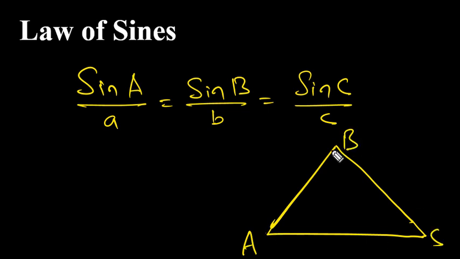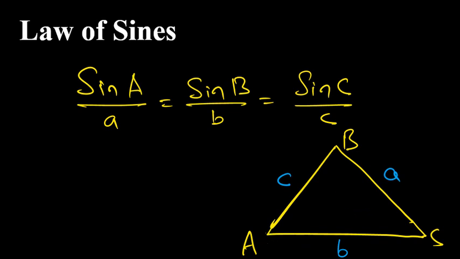So capital A, B and C are the angles made by this triangle, and opposite to this angle is your side measure small a. Opposite to angle B there is side measure small b, and opposite to this is small c. Right? So there is a clear difference. Don't get confused about it. Okay. Now this can be anything.